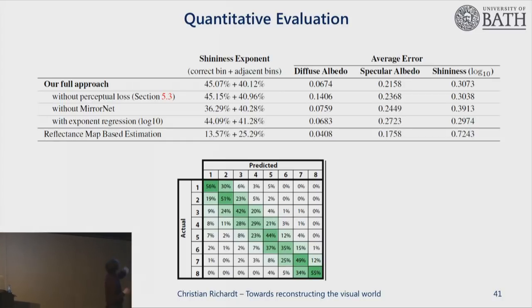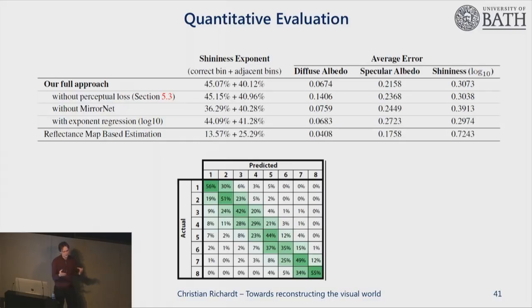does very well on the specular albedo, for example, and you see that other approaches do really well on diffuse albedo, like the bottommost approach, reflectance maps, do really well there. But for the shininess, it is actually very bad. So it usually expects or predicts things to be much more shiny than they actually are.